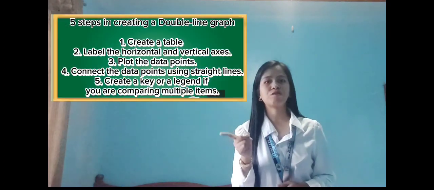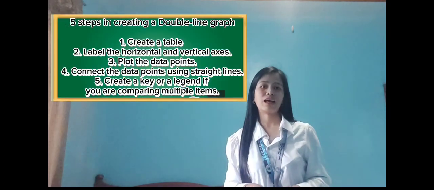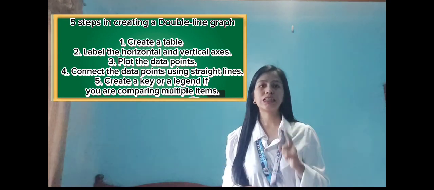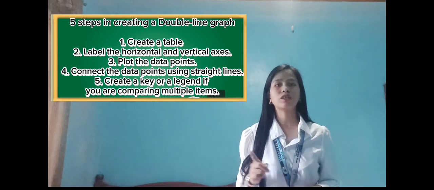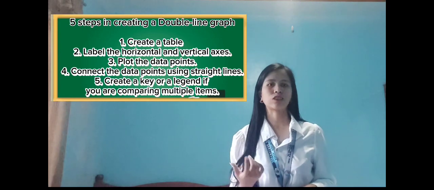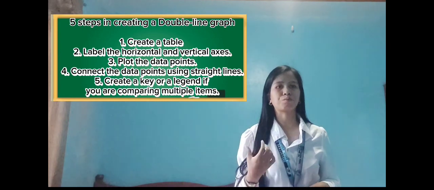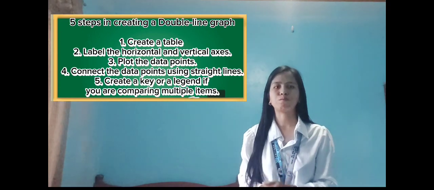So there are 5 steps in creating a double line graph. Step 1 is first create a table. Draw the vertical axis on the top of the page. Place an appropriate title that briefly describes the data.